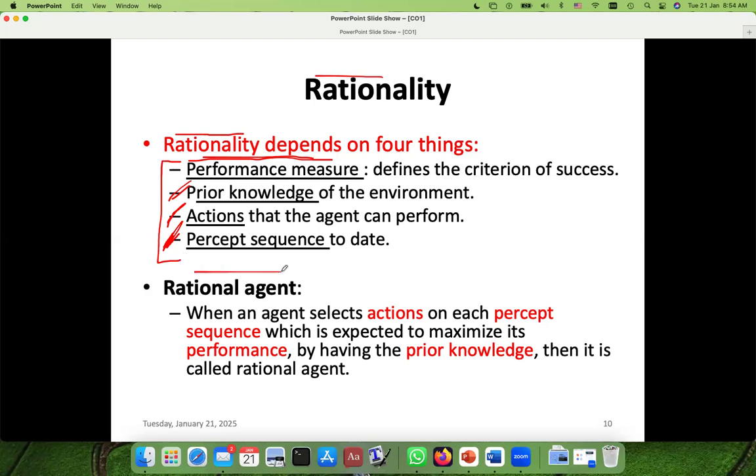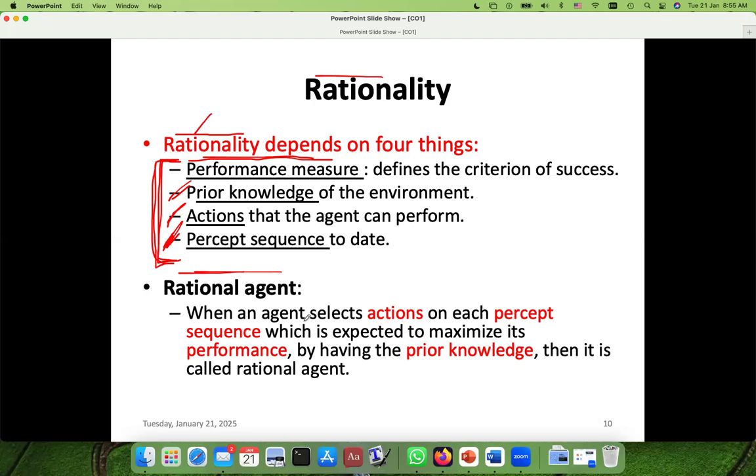And then what is the definition of the rational agent? Now, by using these four terms, we are going to give a definition for the rational agent. We already have the definition for the agent. In the beginning slide, we saw the definition of the agent, and now we have a definition for the rational agent. By using these four terms, because these are the four terms on which rationality depends, we are going to give a definition for the rational agent. So that is easy. You can use these four terms.